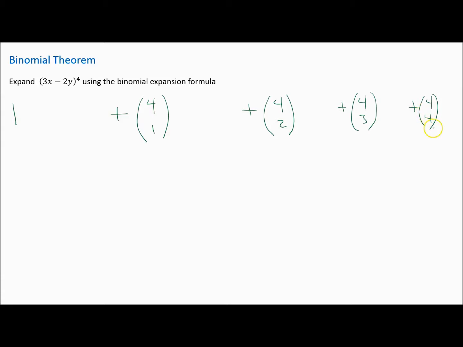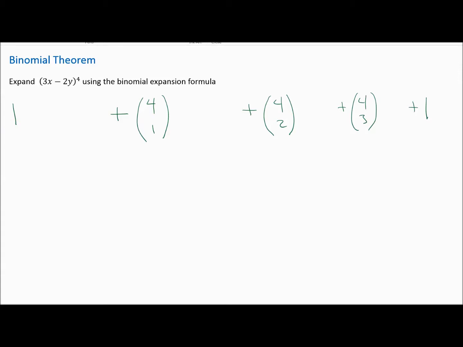Oh, by the way, 4 choose 4 is just 1. So if you want to say the first one, the last one is 1, that's okay. So 1, 4 choose 1, 4 choose 2, 4 choose 3, 4 choose 4, but 4 choose 4 is 1. Just like this is 4 choose 0.